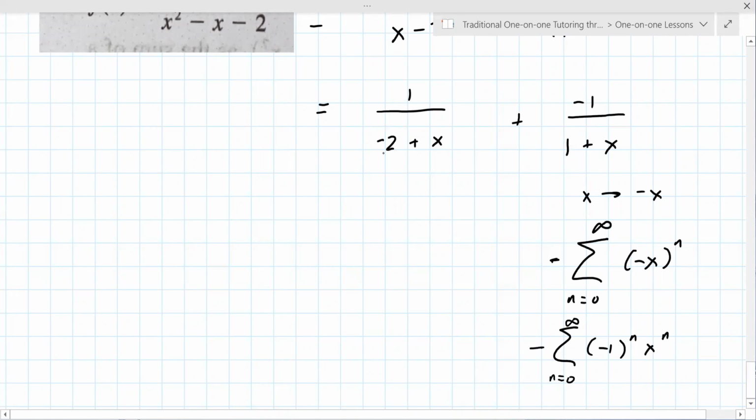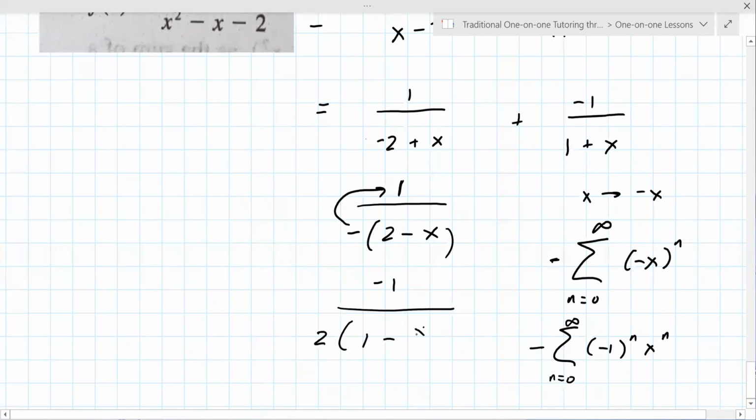This one's the more awkward one. You want to actually move this negative up to the top. Moving it to the top is equivalent to factoring out a negative on the bottom. Let me do that first. If you factor out a negative on the bottom, it becomes 2 minus x, and so that negative comes up here. Then you also want to factor out a 2, so you get 1 minus x over 2.